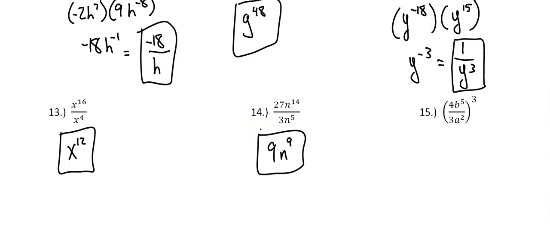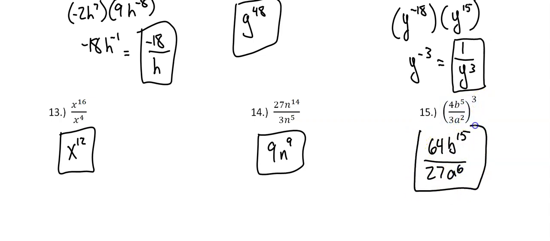This one, I would follow order of operations inside the parentheses. There's nothing I can do inside the parentheses. I can't divide any of those things nicely. So now I move on to the exponents on the outside. 4 to the third power is a 64. And now I multiply the exponents. That's b to the 15th. Same thing with the denominator. 3 to the third power is 27. And now I multiply the exponents. That's a to the sixth power.